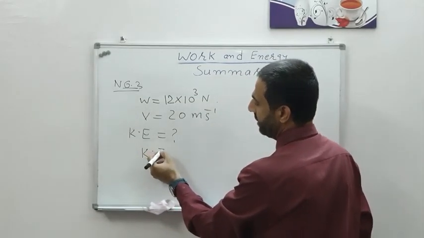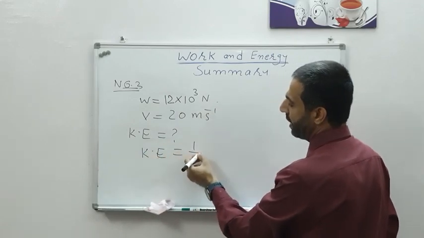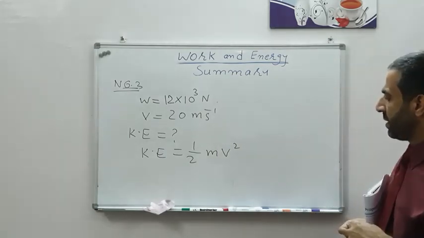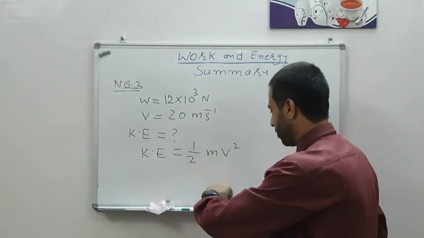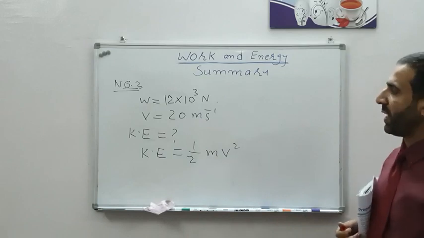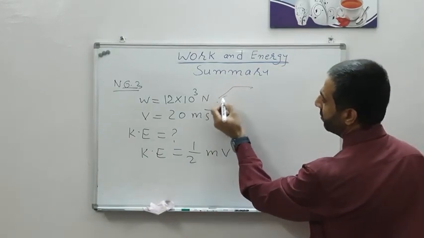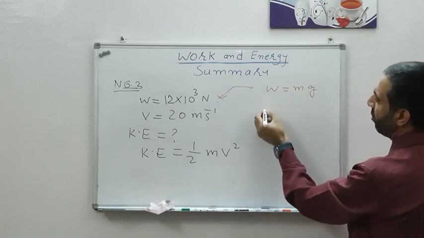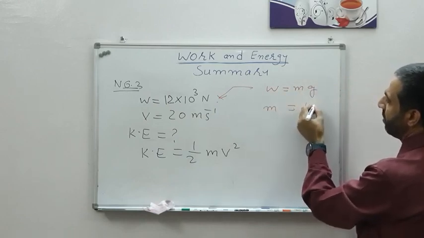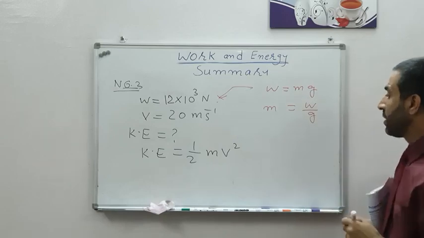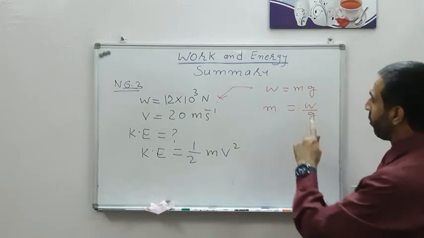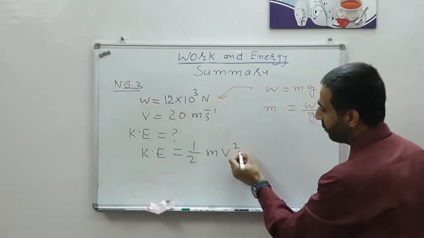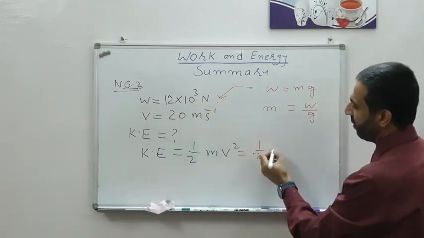The kinetic energy is in fact equal to half mv square. So do you have the mass in the data? You don't have. But don't worry, it is very easy. Look, you have the weight here. So weight is mg. So look, what is your m? It is equal to W by g. Right? So just go find the mass from this equation.